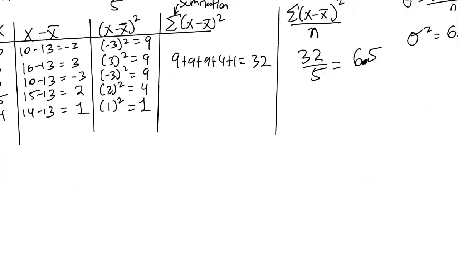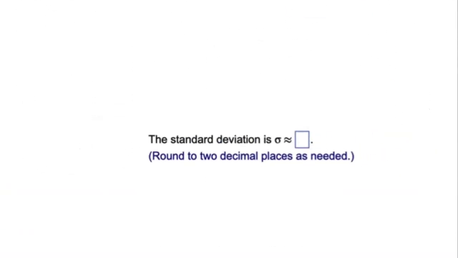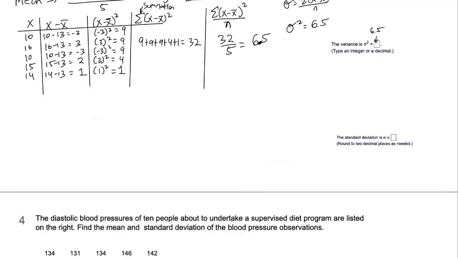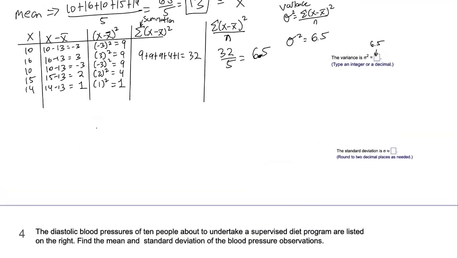Now, the last part is asking you to find the standard deviation, so theta. In this case, theta, you take your variance and you square root it. So my theta is equal to the square root of 6.5. You should have it in your calculator.